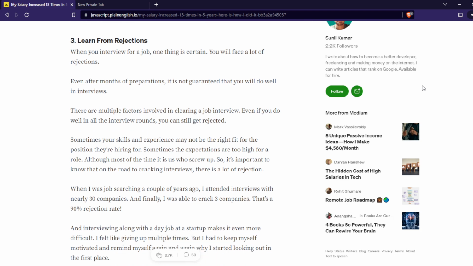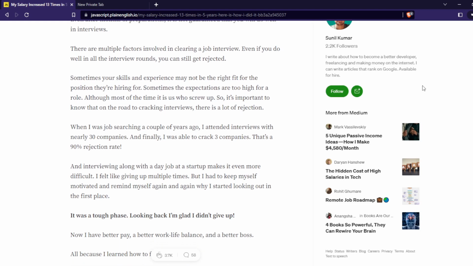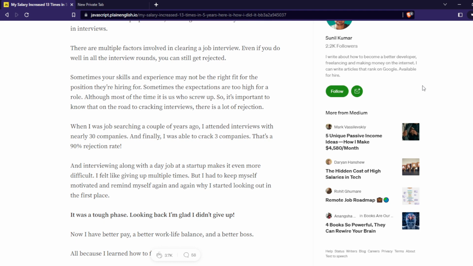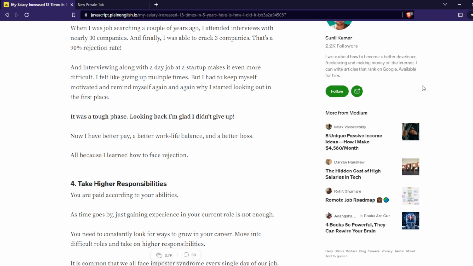While job searching a couple of years ago, I attended interviews with nearly 30 companies and was finally able to crack the 31st. That was 30 rejections, and interviewing along with the day job at the startup made it even more difficult. I felt like giving up multiple times, but I had to keep myself motivated, reminding myself again and again why I started looking out in the first place. It was a tough phase. Looking back, I'm glad I did it.